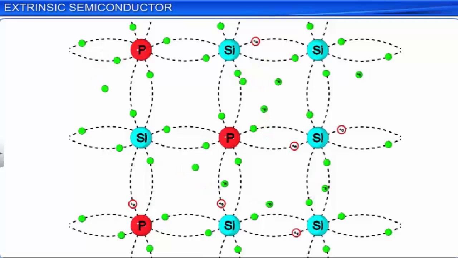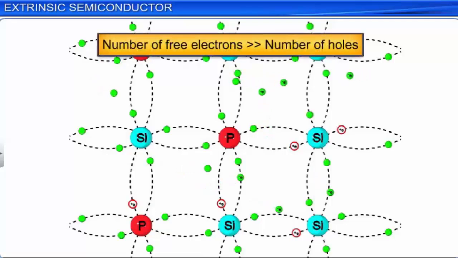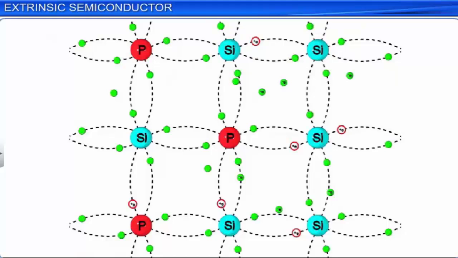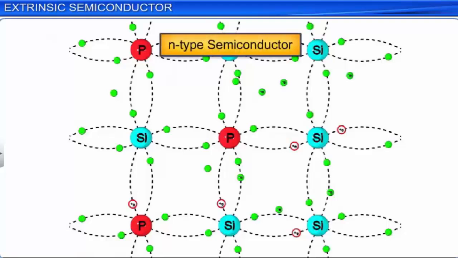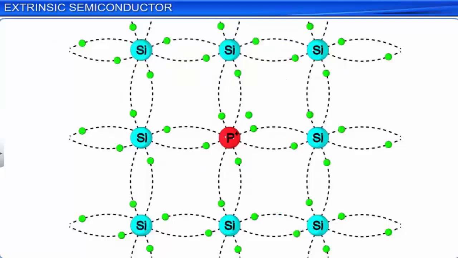Thus, the number of free electrons in a semiconductor doped with a pentavalent dopant is much larger than the number of intrinsic holes. Negatively charged free electrons act as majority charge carriers in a semiconductor doped with a pentavalent dopant. Thus, such extrinsic semiconductors are called N-type semiconductors. When a dopant atom in an N-type semiconductor gives up a valence electron, it becomes positively charged. Thus, a dopant atom in an N-type semiconductor is called a positively charged core or donor impurity.